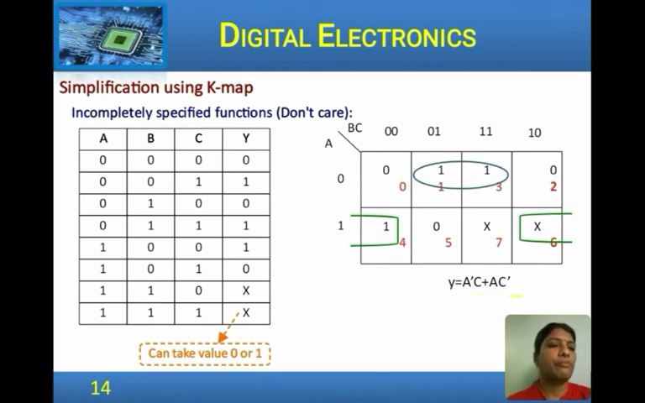Now writing the simplified term here. For this first group, A dash is common, and then BC is common. So it is A dash C. For the second group, A is common with the value of A, and we see C dash is common for both. So it is AC dash. So the minterms A dash C and AC dash are the prime implicants.